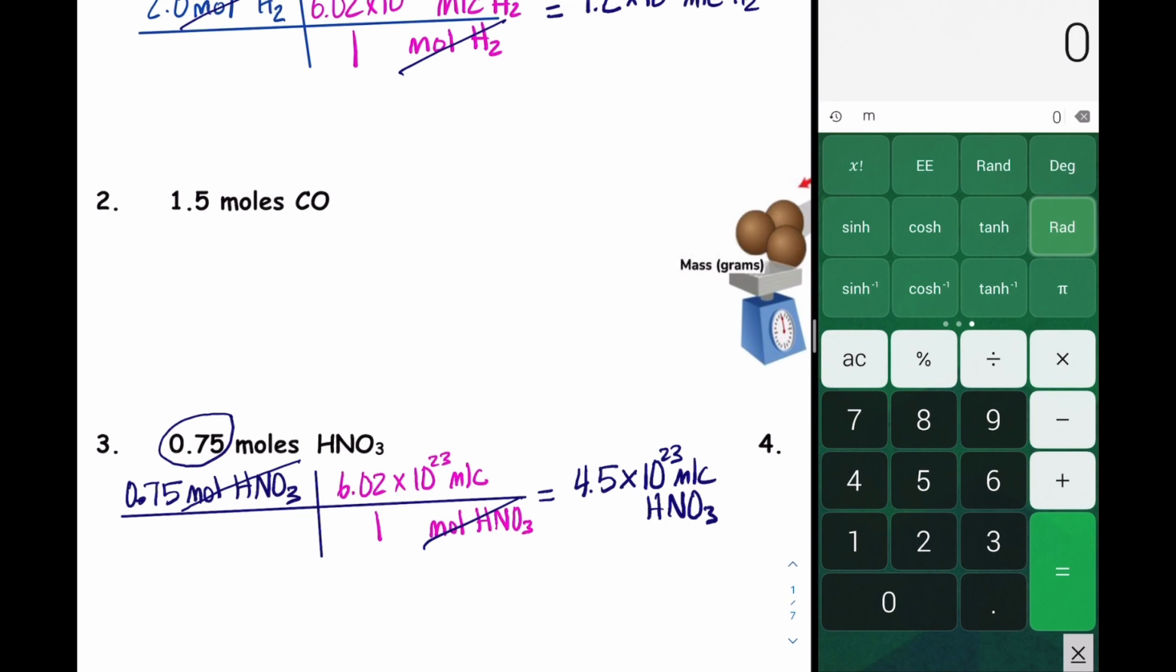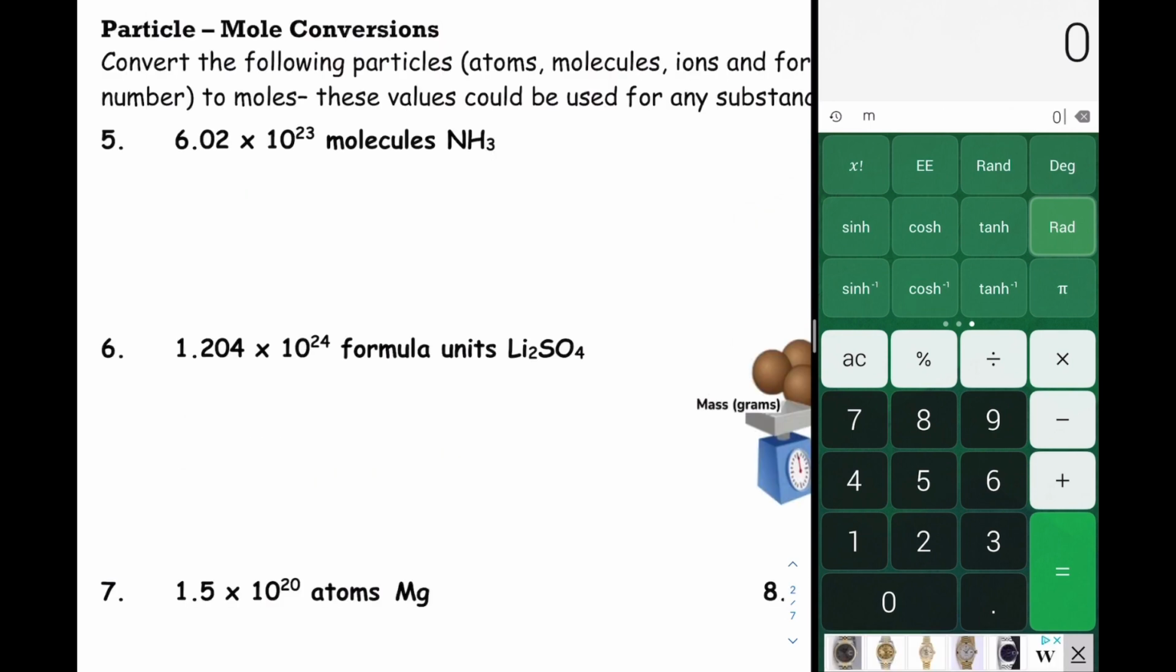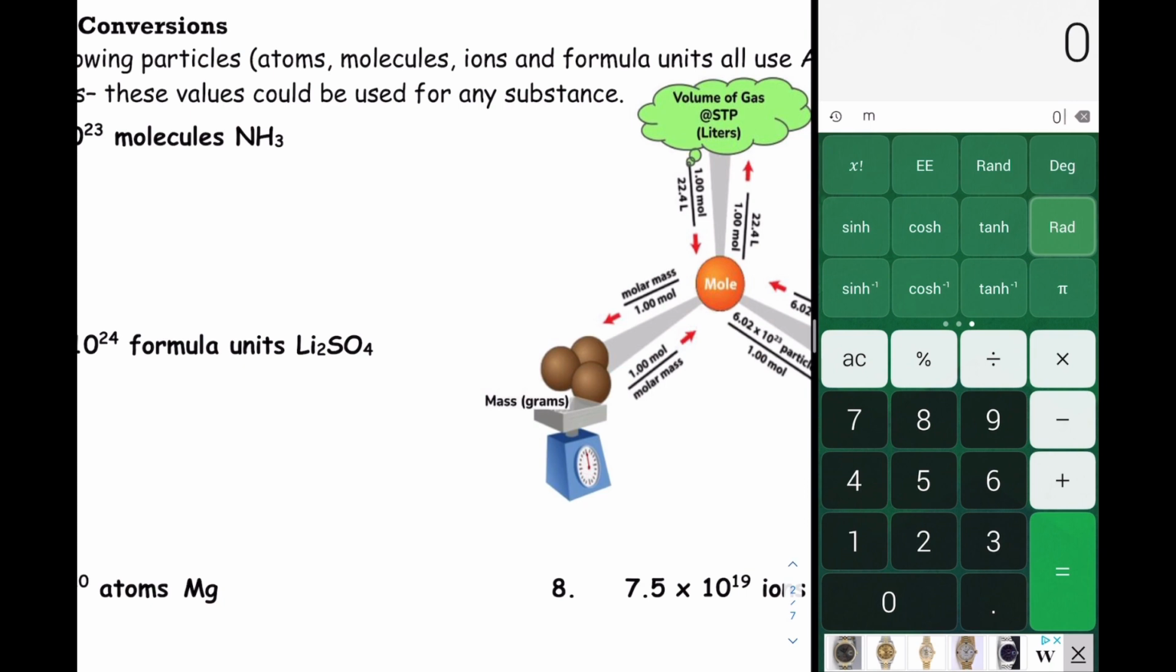Now let's take a look at the opposite type of problem. In this section, we will be converting particles to moles. So remember, representative particles can be atoms, molecules, ions, or formula units. All of these are potential labels that you could encounter.